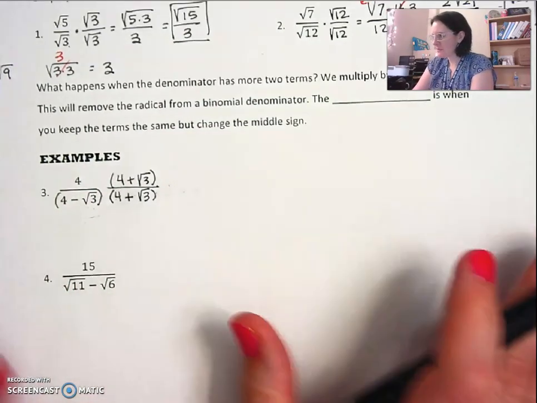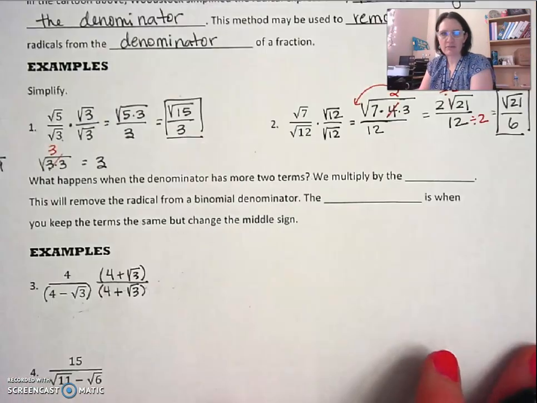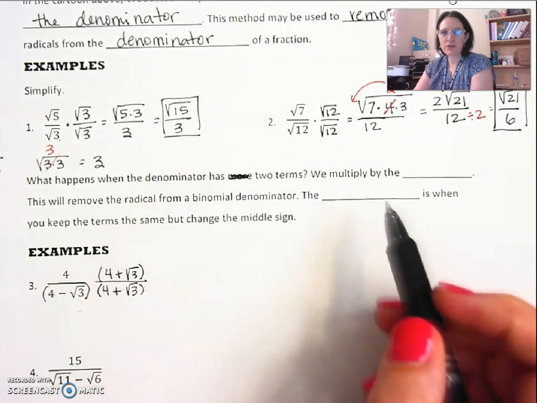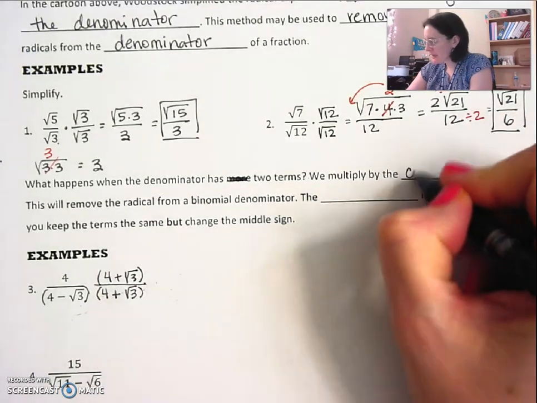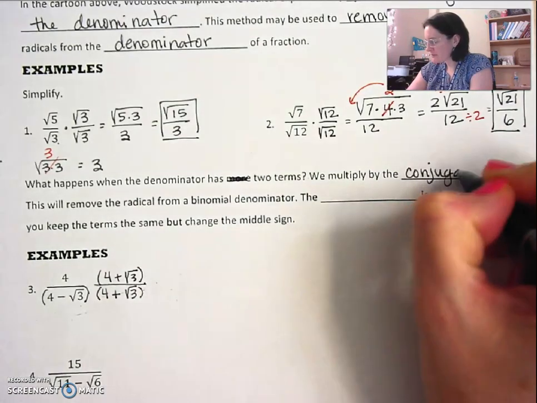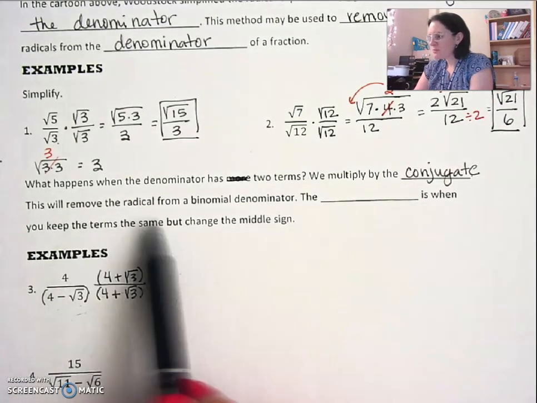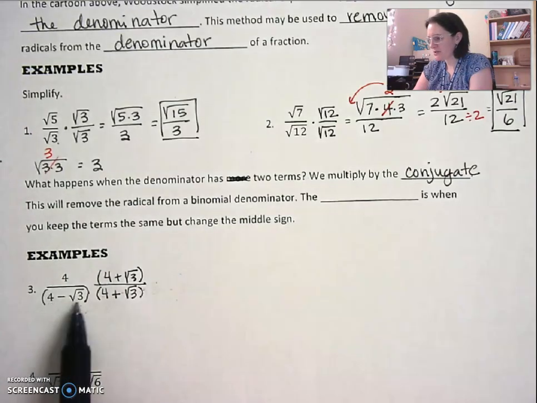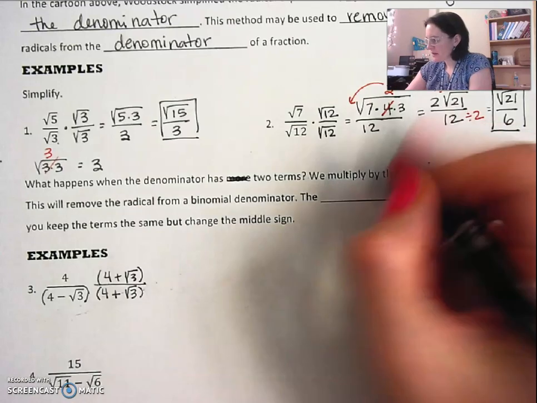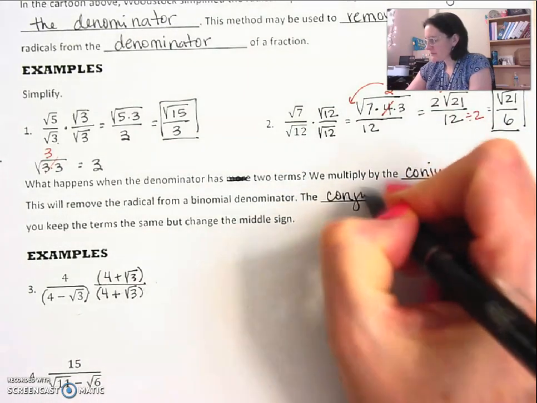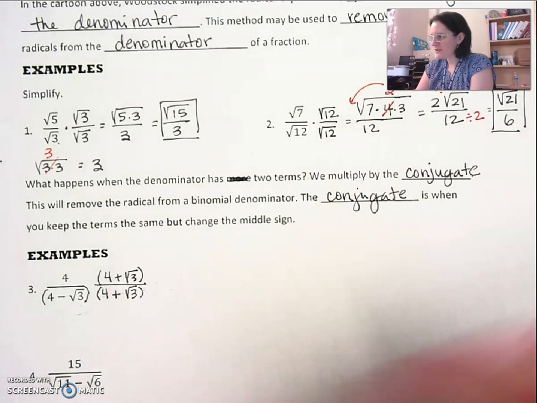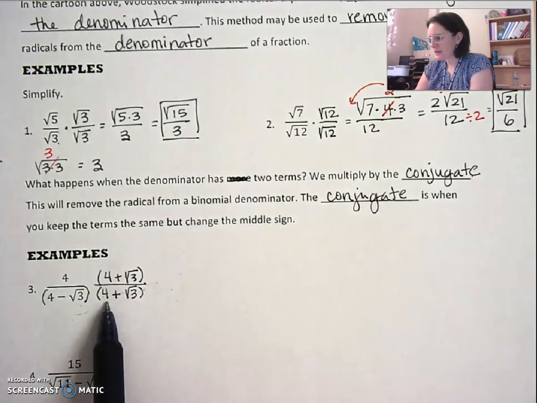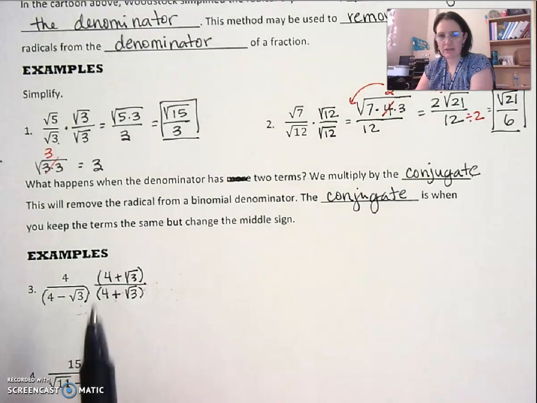So before I show you the math about that, let's fill in this paragraph. What happens when the denominator has two terms? We multiply by the conjugate. This will remove the radical from a binomial denominator. So binomial means it has two terms. The conjugate is when you keep the terms the same but change the middle sign. So we kept it the same, but we changed the middle sign.